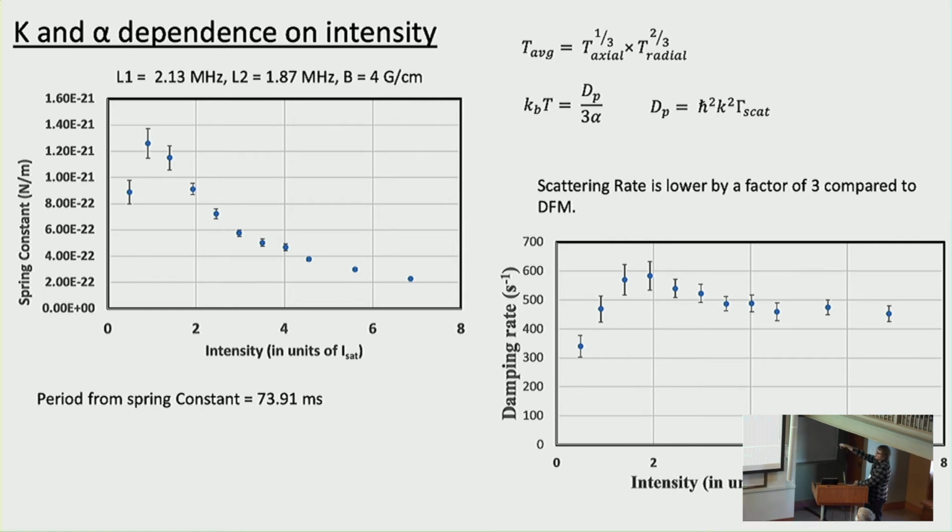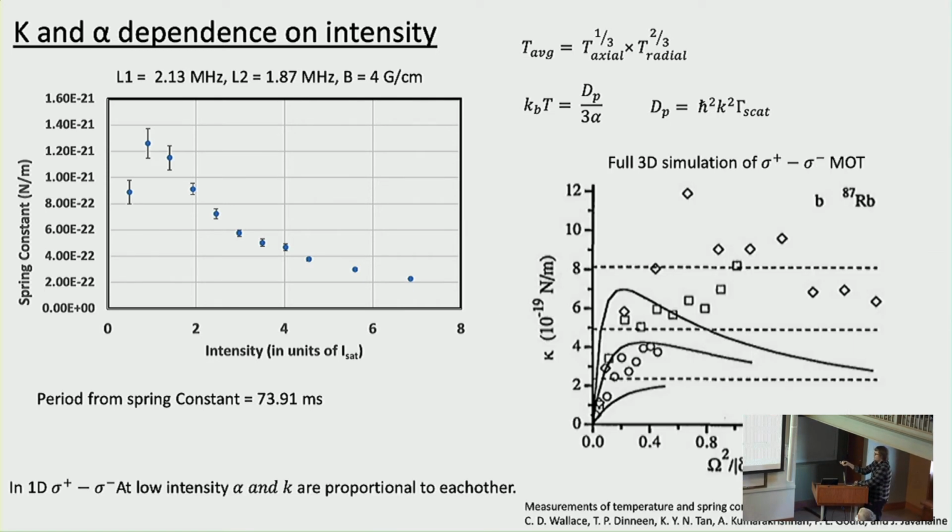For the decay of the spring constant, there were simulations by Wallace where they tried to measure the spring constants in rubidium, and they also claimed that in a 3D molasses, as you increase the light shift, the spring constant should be decaying. That's plausible, I would suppose, with this data and their simulation. And the dashed lines you're seeing are what 1D sigma-plus sigma-minus molasses theory would predict, where alpha and k are directly proportional to each other.